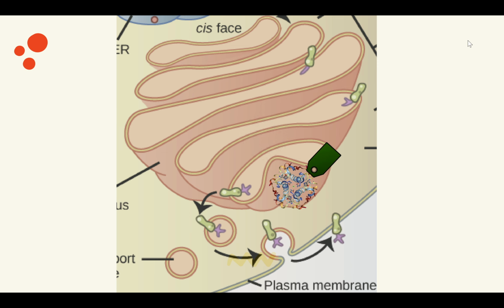This insulin is then packaged into a vesicle, which then goes to the plasma membrane, and through exocytosis, exits the vesicle into the extracellular matrix, and is then sent out to do its job.